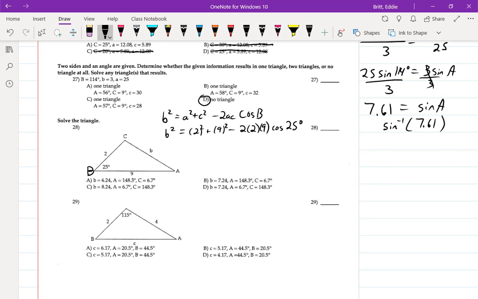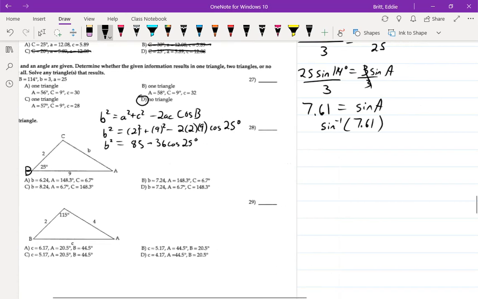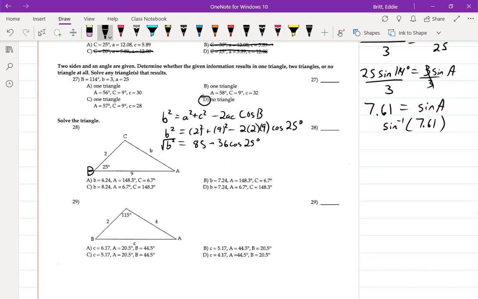All right, so we need to work all that out, and remember, we have to take the square root at the end. So 2 squared plus 9 squared, that's going to be 85, minus 2 times 2 times 9 is 36 times the cosine of 25 degrees. So this is probably where I would take the square root. I would just plug in all of that. I'd say the square root of, and then plug all that in.